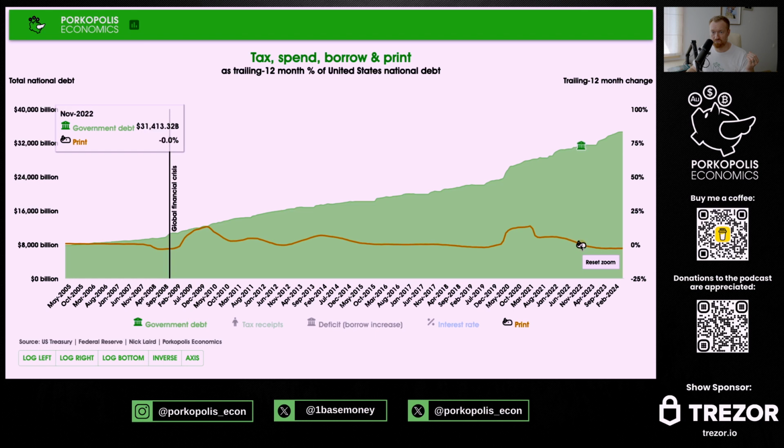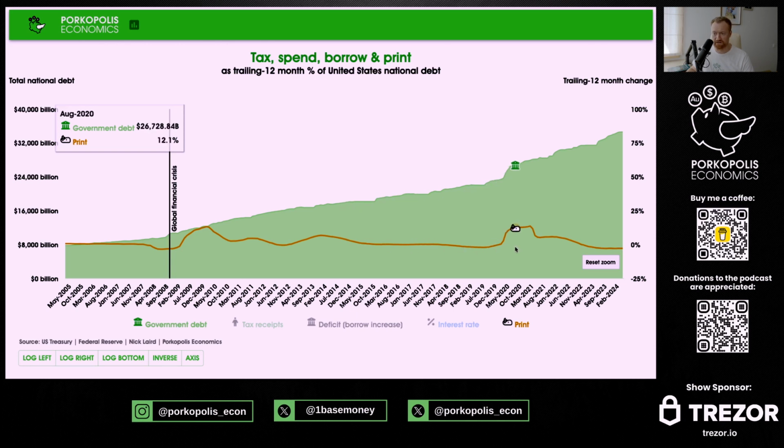From this period on a trailing 12-month basis, November 2022, the Federal Reserve has been decreasing the money supply. It's been decreasing the amount of United States Treasury bonds, bills, and notes that it holds on its books. Notice a similar phenomenon happened here in 2014, all the way until the global financial crisis.